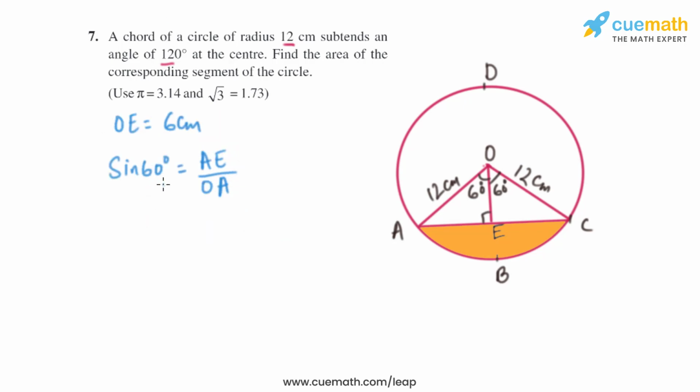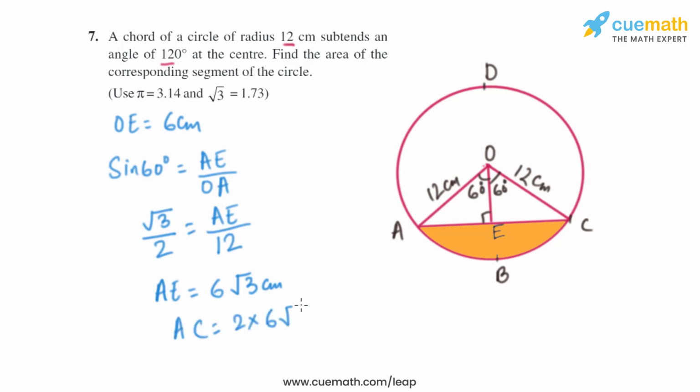Also we know that sin 60 equals AE upon OA. If we use sin 60 in the same triangle AOE, we know the value of sin 60 is root 3 by 2, and that equals AE divided by OA. We know OA is 12. So from here we get the value of AE as 6 root 3 centimeter. To find the value of AC, it is just double of that, so 2 into 6 into root 3, which is 12 root 3 centimeter.